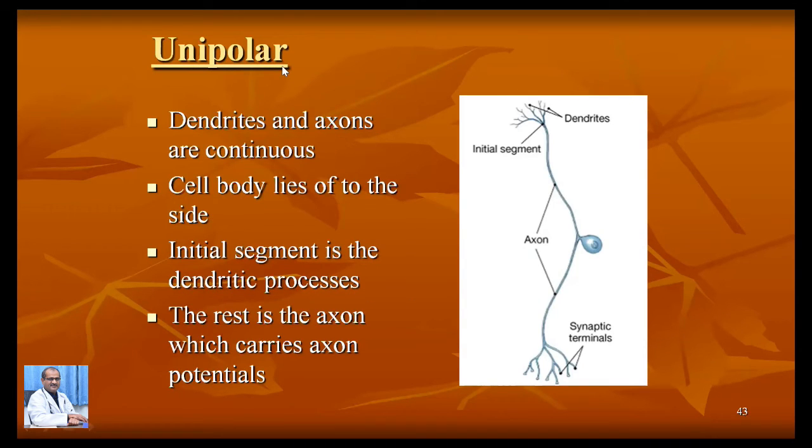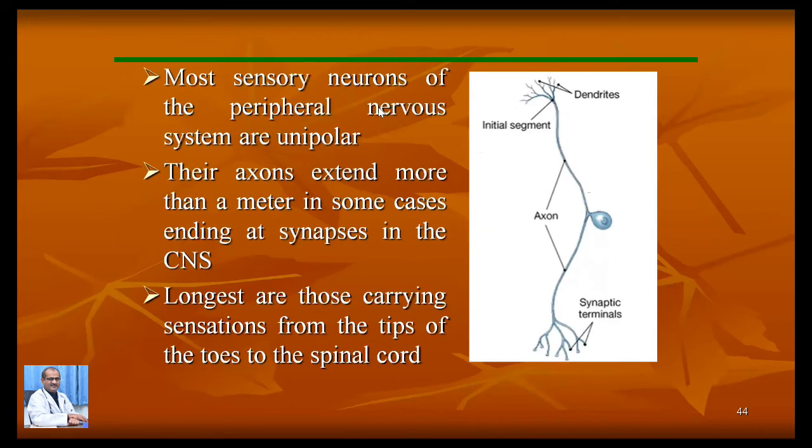So in a unipolar neuron, the dendrites and axons are continuous here. The cell body lies off to the side. The initial segment is the dendritic process and the rest is the axon, which carries action potentials.